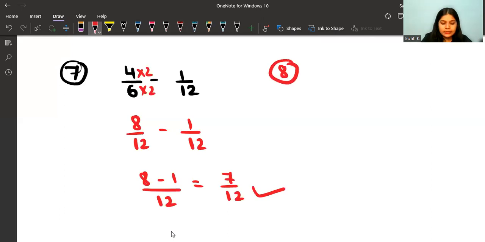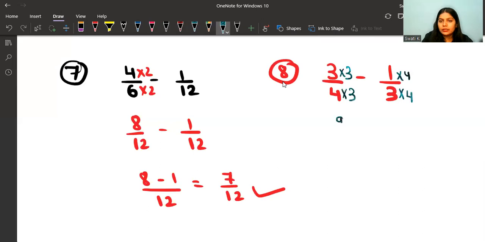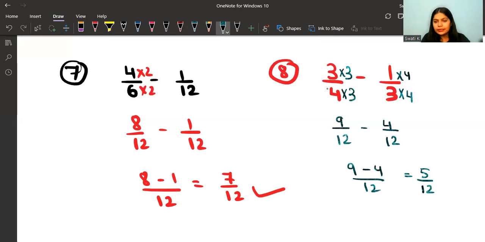And that is 3 over 4 minus 1 over 3. Okay, so here what I can do is I will convert this 4 into 12 by multiplying this by 3 and this 3 into 12 by multiplying this with 4. Doing the same thing over here. So 3 times 3 is 9, 4 times 3 is 12, minus 1 times 4 is 4, 3 times 4 is 12. Now this will become 9 minus 4 over 12, that is 5 over 12. This was our 8th question. Now let's go to the 9th question.